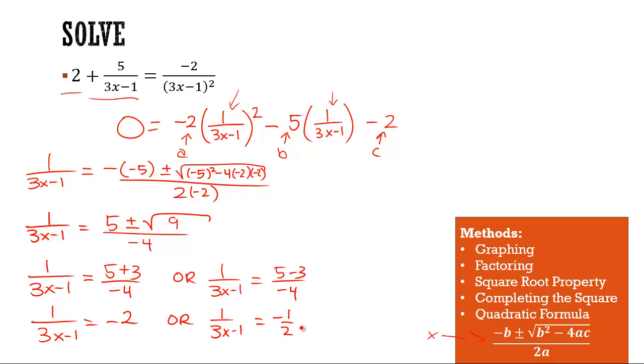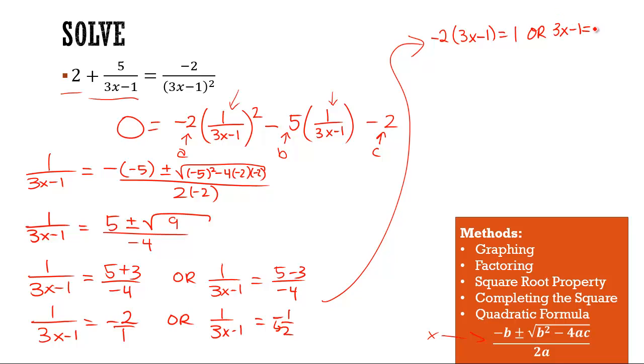Now, to solve both of these cases, we just use our solving techniques. We could cross multiply. So if we cross multiply, from the first one we get negative 2 times 3x minus 1 is equal to 1. You have to solve that. Or the other one, we cross multiply, and we'll treat the negative as part of the 2, so that'll be 3x minus 1 is equal to negative 2. So we just have to solve both of these.